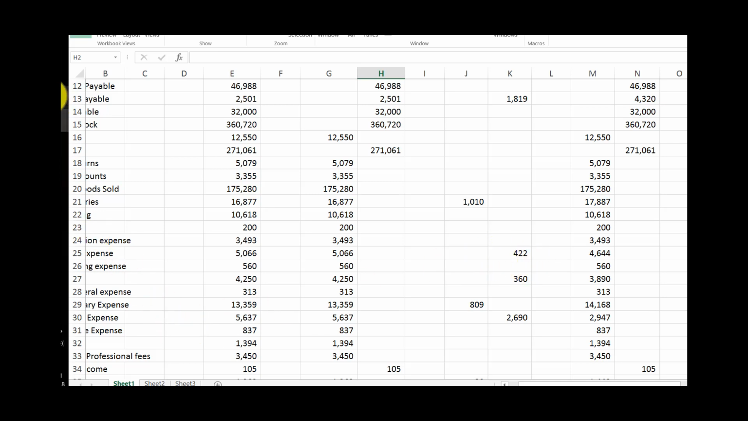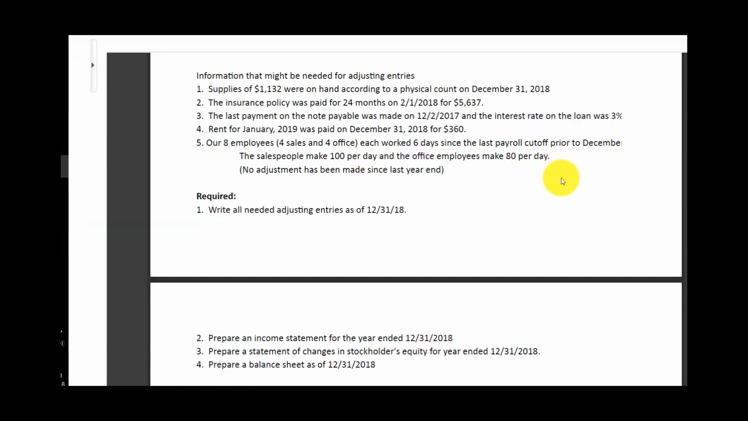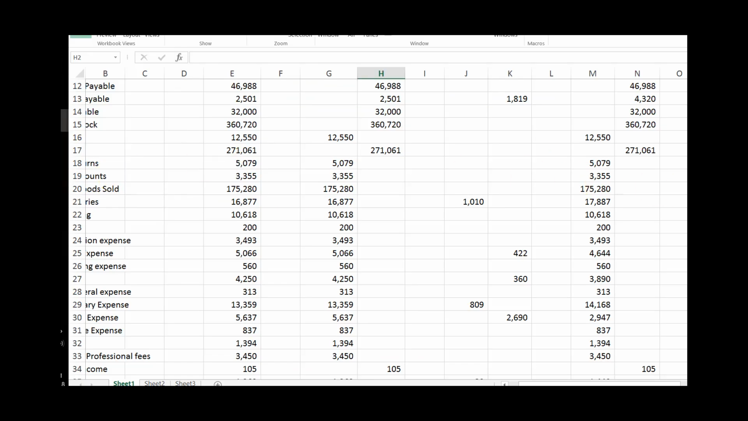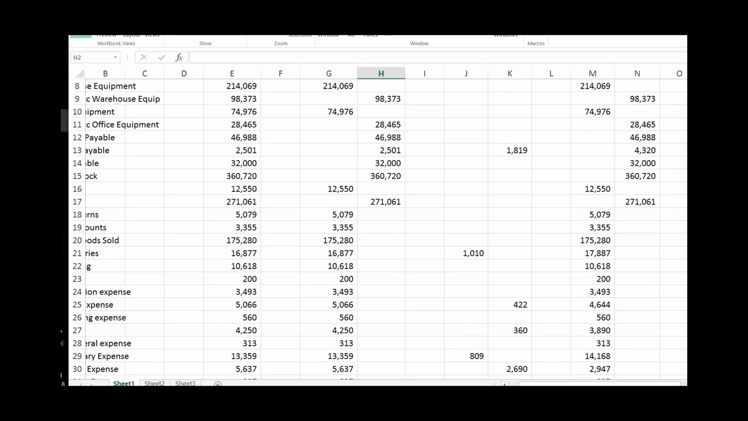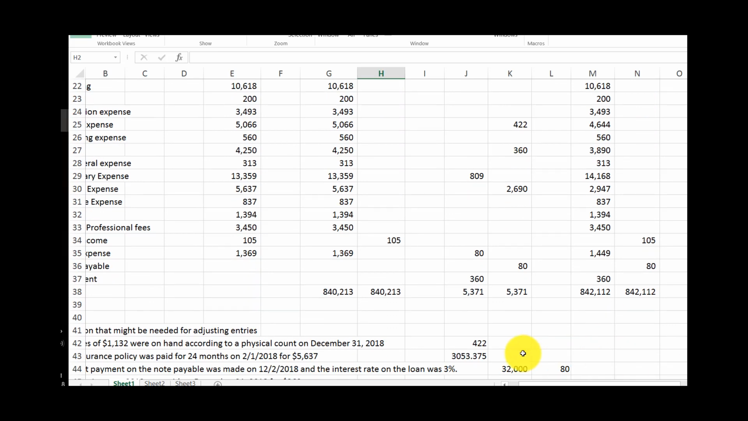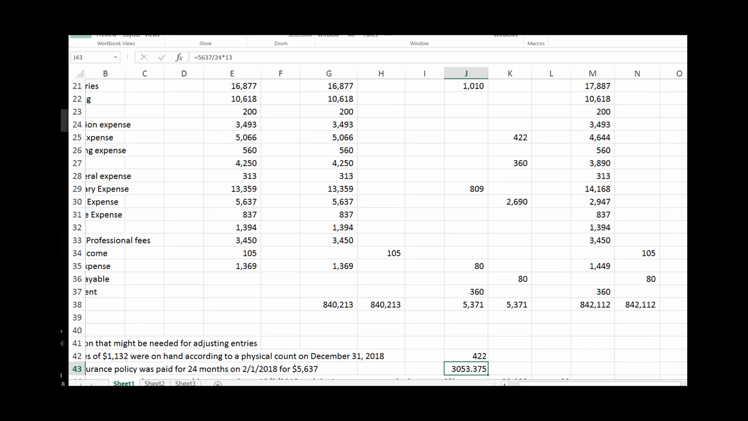So going back to our information. Insurance policy, pay for 24 months for 5637. So we look at that. We find the 5637 and it's all under expense. So while we learned in Accounting 101 that we typically debit the asset, sometimes in real life what happens is they debit the expense when the prepaid insurance is made. So we're going to have to put some of that back into prepaid, figure out how much has been used. In this case, 3,053 has been used up, and how much needs to go back into the prepaid for the adjustment.